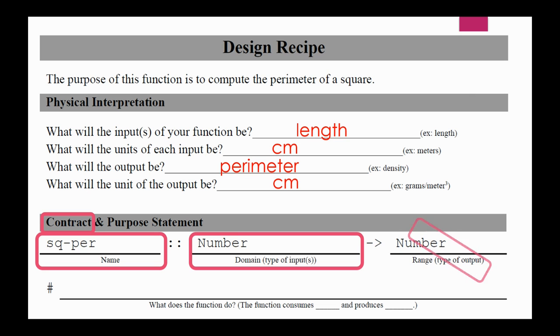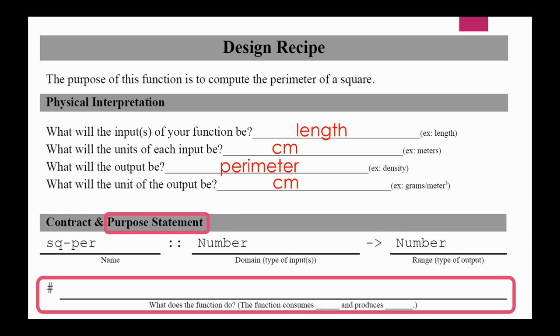And then we have our little arrow, which is a dash and a little caret, both with spaces. And we have a number in the range. Again, range is a fancy math term for output. Perimeter is also a number. So this square function consumes the length, which is a number, and produces the perimeter, which is also a number. So that's what we're actually going to put here on our purpose statement.